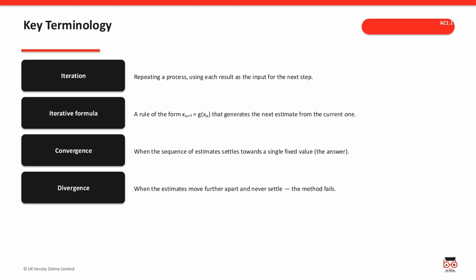Let me get a few words straight before we go any further, because they'll come up again and again. Iteration just means repeating a process, using each result as the input for the next step. The iterative formula is the rule that does it, written x sub n plus 1 equals g of x sub n. And the two outcomes to watch for are convergence, when your estimates settle towards a single fixed value, and divergence, when they drift apart and never settle, which means the method has failed.